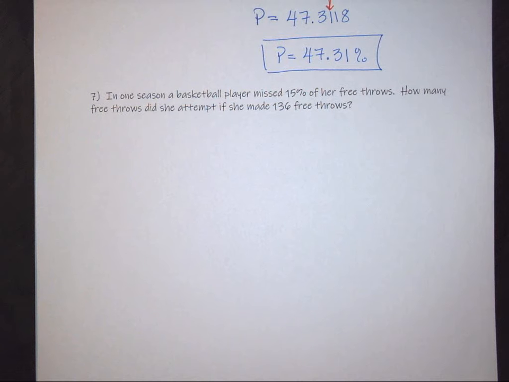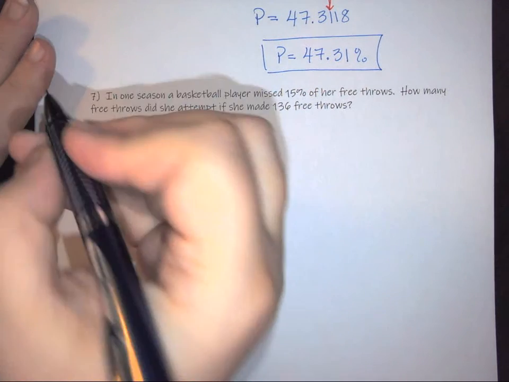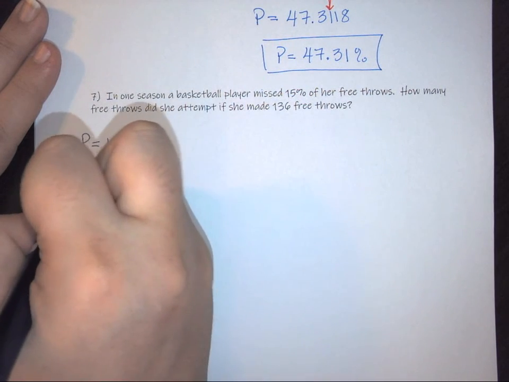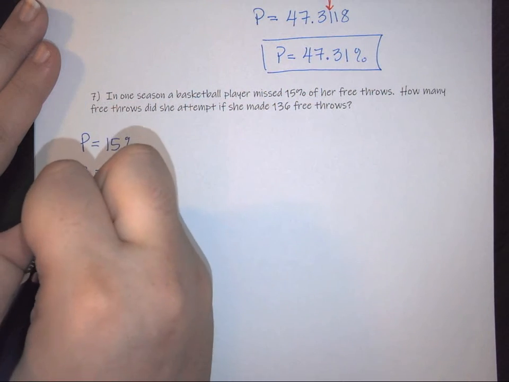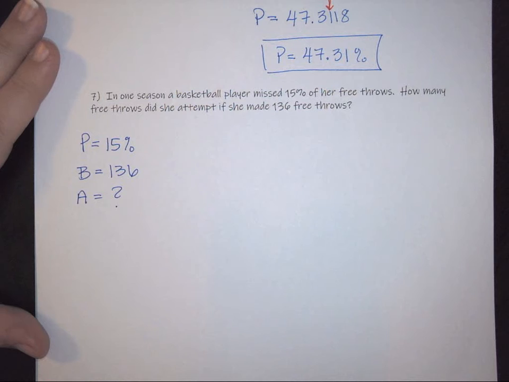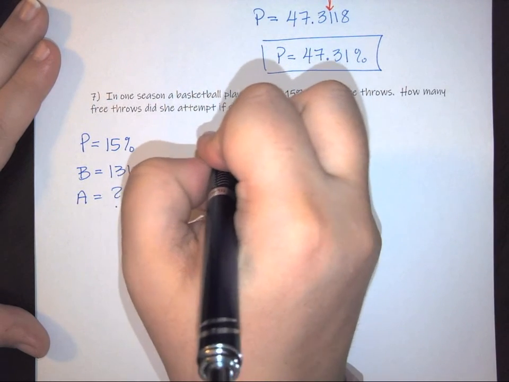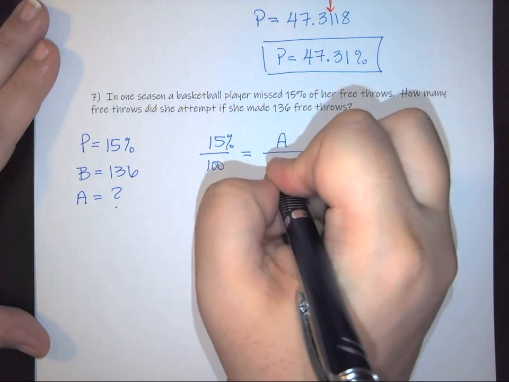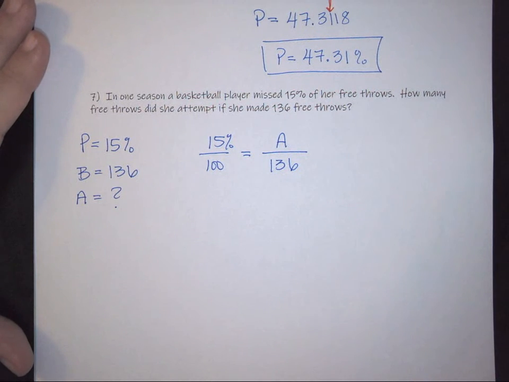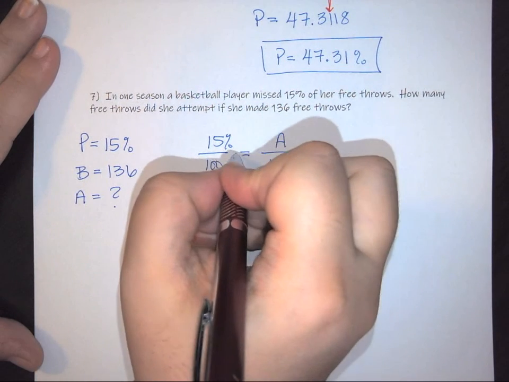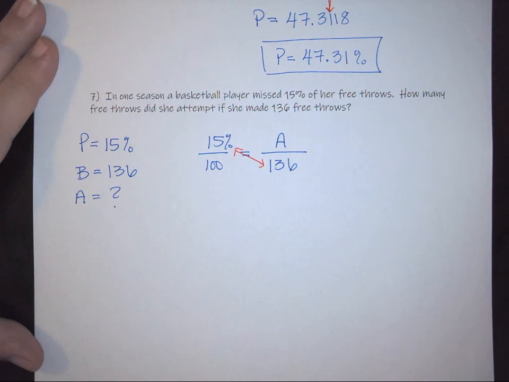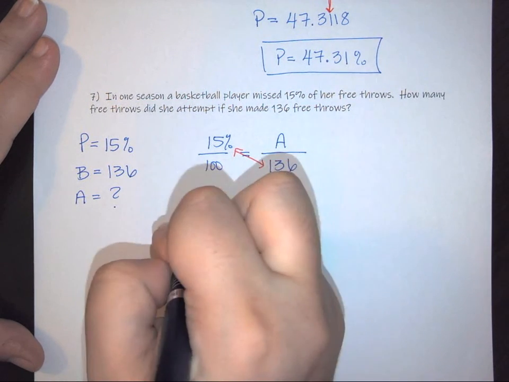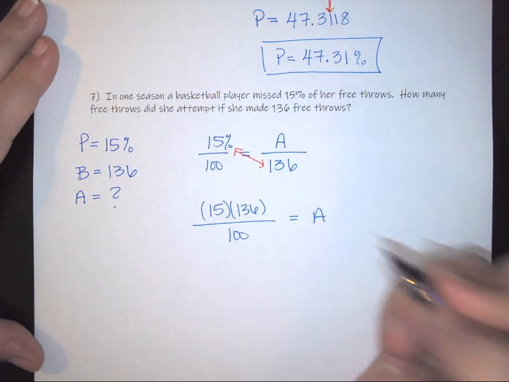So we have to look again at what we have. So here we know my percent is going to be 15%. And my total is 136, so that means my A is missing. So here we set it up, 15 over 100, because that's my percent, is equal to A over my 136. Again, we could shortcut it by just simply doing the cross product between these two. So this becomes 15 times 136 all over 100 is going to give me my A value.